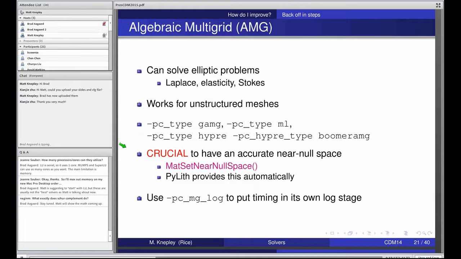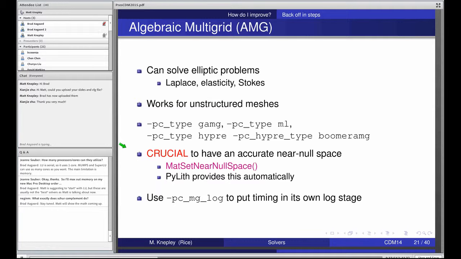So remember that I was talking about null spaces. The algebraic multigrid does not work without an accurate null space for your operator. So, for example, for elasticity, you have to provide it with the translations and rotations and say, these are the directions that make very little difference when solving my problem. PyLith will do this for you automatically. But if you introduce something into your problem that has this null space, things can go wrong.